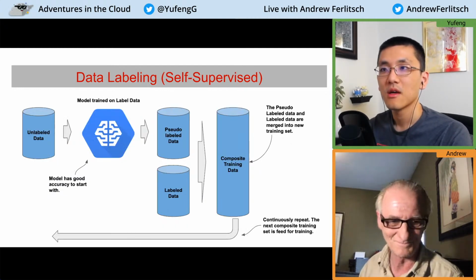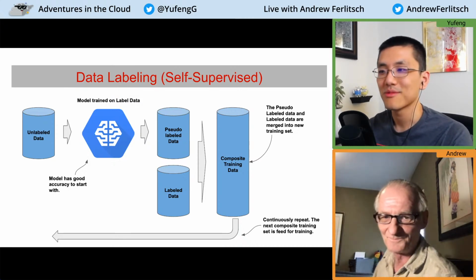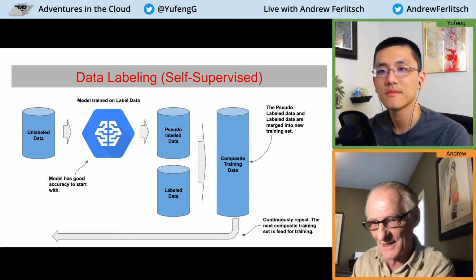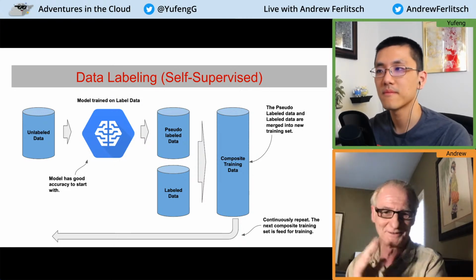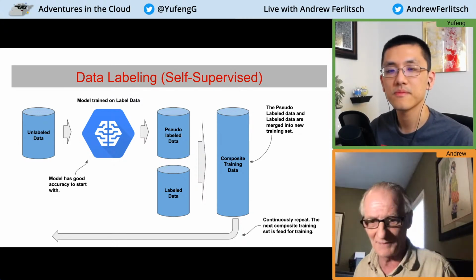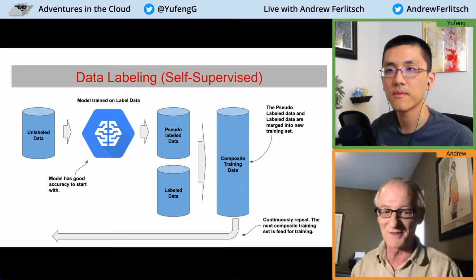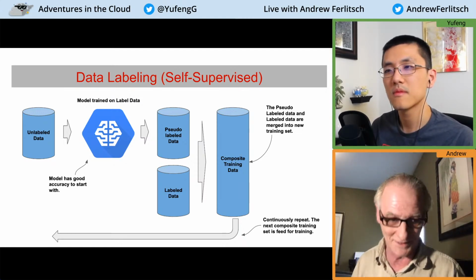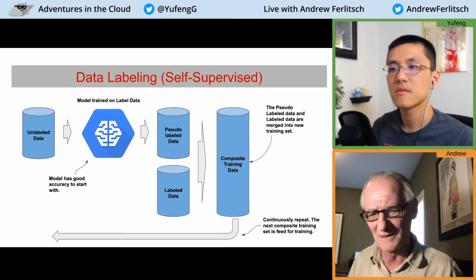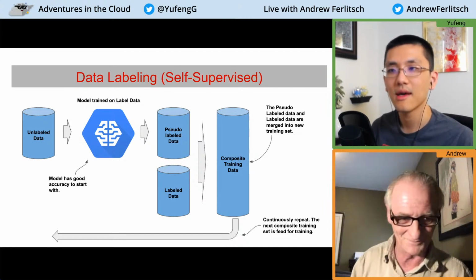Cool. On to data labeling via self-supervised approaches. Yeah, so there's a wide variety of self-supervised learning. I'm only going to discuss one of them here. But in effect, it's all about learning with unlabeled data. Now, this is unlike unsupervised learning where you're doing clustering. So the goal of self-supervised learning is, is there a way to take unlabeled data and get it labeled?